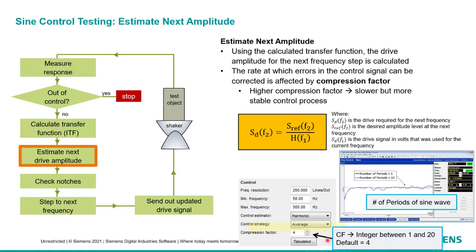Over the years, we've come up with a default factor. In our Siemens controller, the default factor is 4, and that seems to work for the majority of cases. So that's what comes as a default setting out of the box.